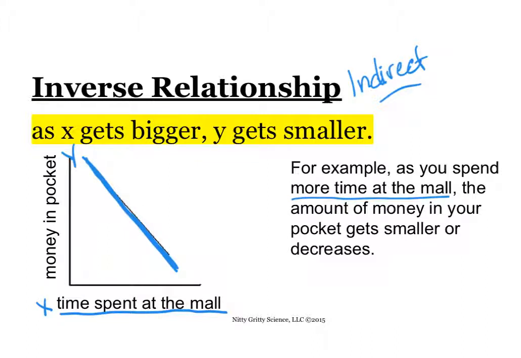Now, sometimes this line can be curved like this, or sometimes the line can be curved like this. But in either way, that line is going down from left to right, and this is an inverse relationship.